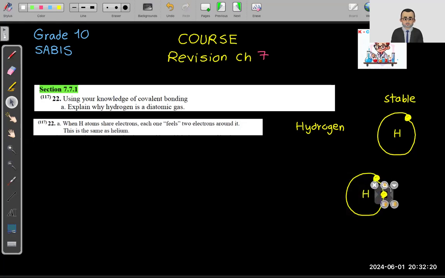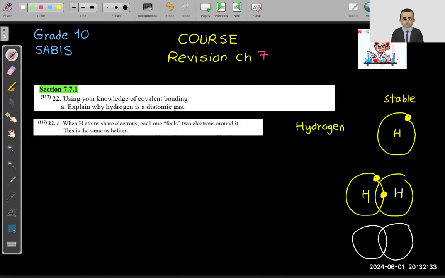So this hydrogen atom will be with another hydrogen atom, and both of them will share the electrons between them. If we are drawing it, we draw the electrons in between them, or we can draw them with different shapes, X and dot like that. So this represents the electrons. Why is it diatomic? Because in this way it will be stable. Why will it be stable? Because it will feel like it has two electrons, the same as helium gas.